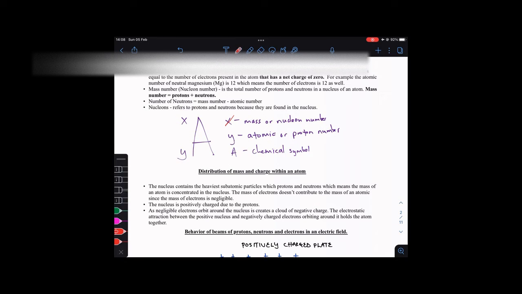So let's give an example with magnesium, right? It's magnesium 24 and 12. It means 12 is the atomic number or proton number, but 24 is the mass number, and this is the chemical symbol Mg for magnesium, and this is neutral. It has no charge, but if it is 2 plus, it means the proton number will still be 12, but the electron number will be different. It will be something else.